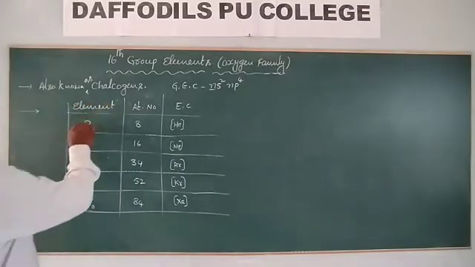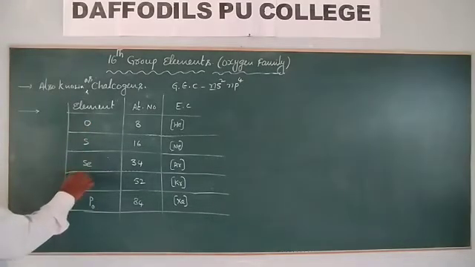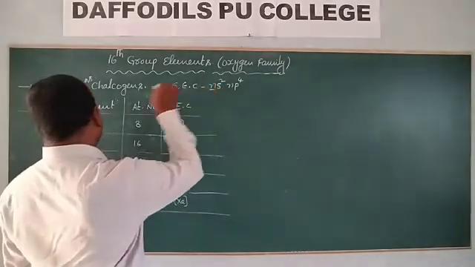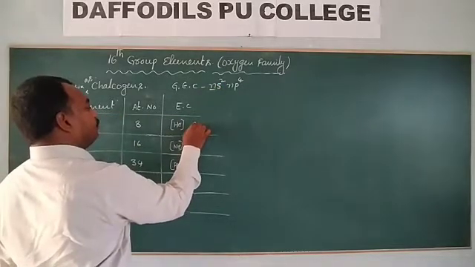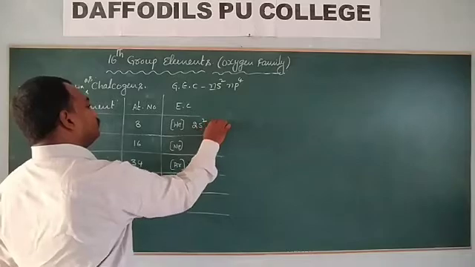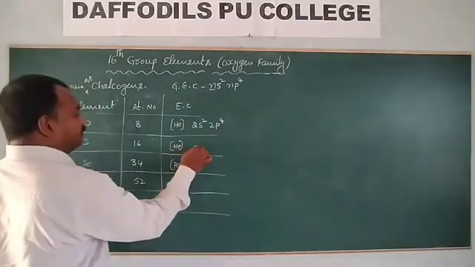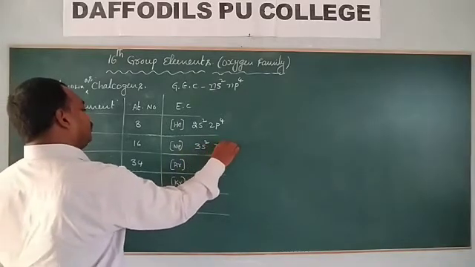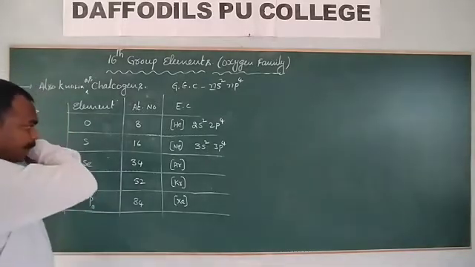So substitute: oxygen belongs to the second period, sulfur third period, selenium fourth period, tellurium fifth period, polonium sixth period. So for oxygen, second period, instead of n, substitute 2s2, 2p4. Sulfur, third period, 3s2, 3p4. Selenium, fourth period.